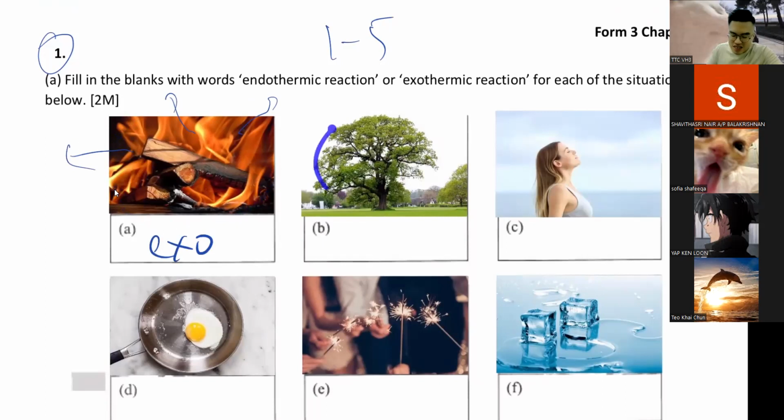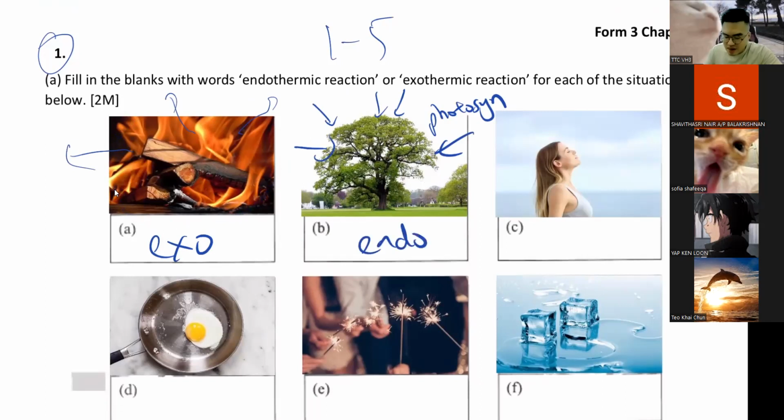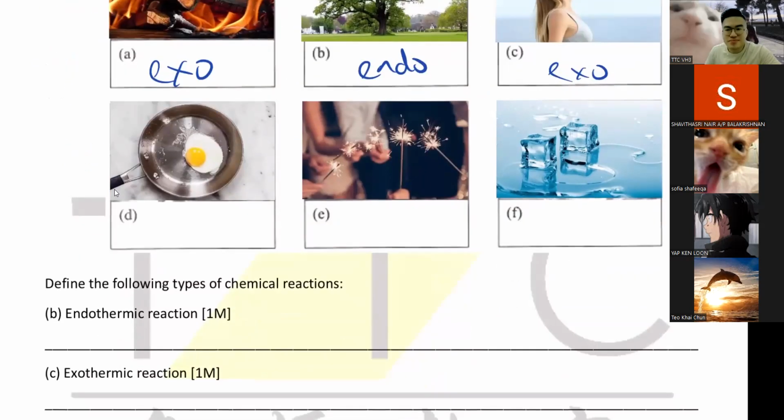Okay, so what is this? It's a plant. So it's doing photosynthesis. So photosynthesis is absorbing light, isn't it? Absorbing energy, isn't it? So this is endo. While you do respiration, you are making your body hotter. If you sit next to someone, you can definitely feel the person is warmer, right? So this is exo.